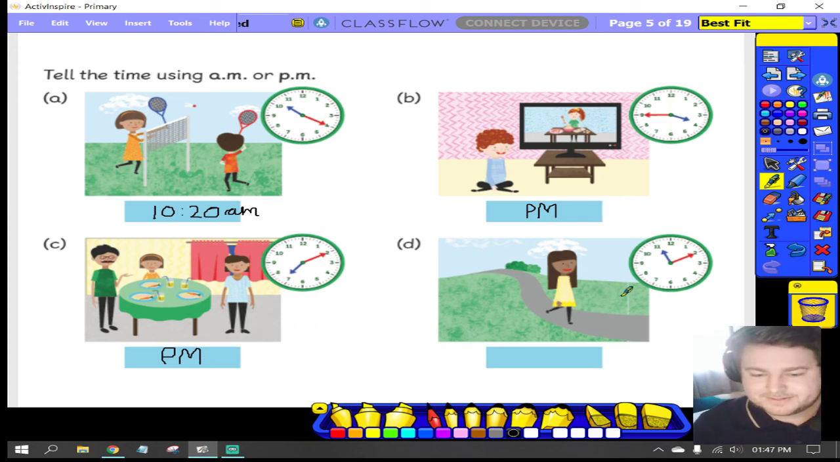Oh, this girl was just going for a nice walk, nice sunny day. Let's have a look. So 10 minutes past 11 o'clock. So 10 past 11. At 10 past 11 at night, even in summer, it would be pitch black. She wouldn't be able to do that. This is definitely 10 past 11 in the morning. In the morning. A nice stroll.